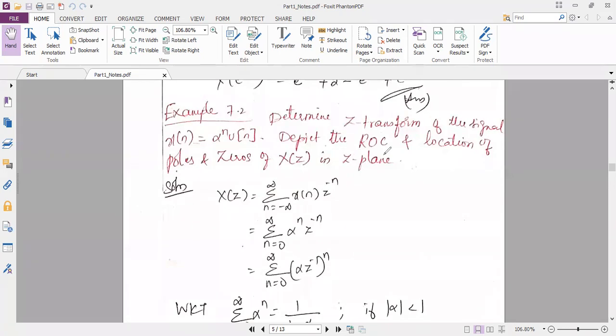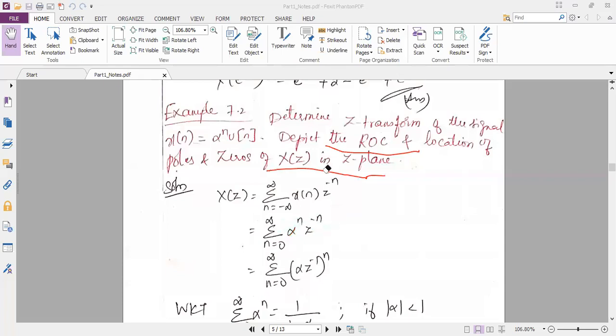So they have given some more extra things to be done in this. First, let us find the Z transform for x of n. You know the formula: X(z) is equal to the summation from n equal to minus infinity to plus infinity of x of n z power minus n. Substitute. You have to change the limits because u of n is given in the question. So 0 to infinity, x of n is alpha power n, z power minus n.